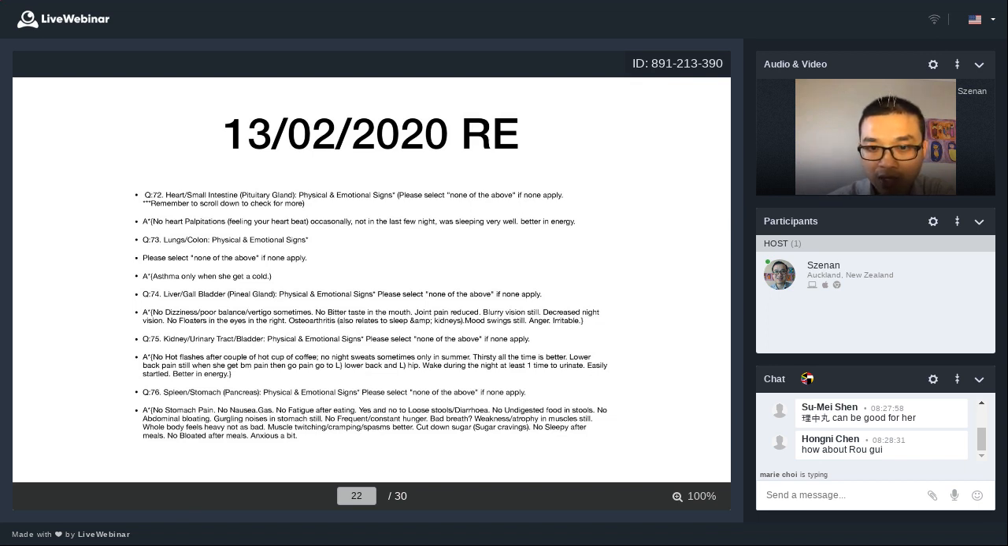She wakes during the night at least once to urinate, that's still the same, but energy is better, so more energy. The biggest change is no stomach pain, no nausea, no fatigue after eating. Yes and no to loose bowel motion, because she was getting better, then in the last week she got loose bowel motion again.